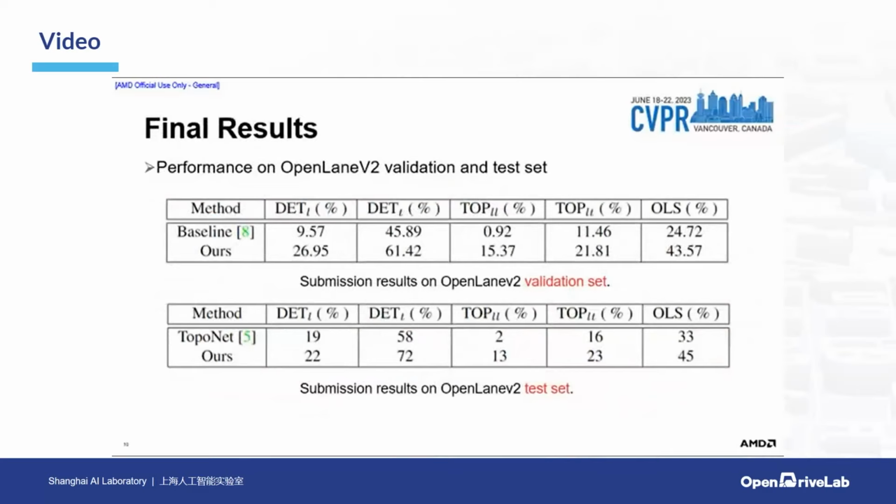The performance on the OpenLane V2 validation and test sets is demonstrated in the following tables. On the validation set, we achieve around 53.57% OLS. On the test set, we achieve 44.56% OLS. With this result, we were able to obtain the honorable mention. Thank you for your attention.